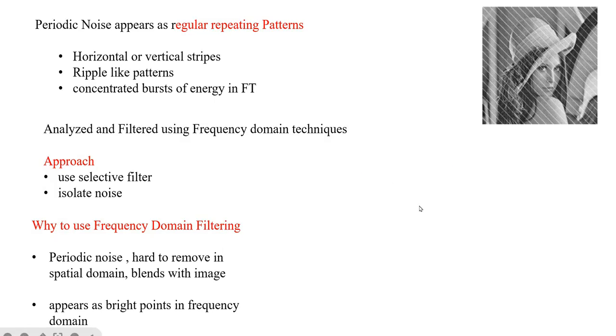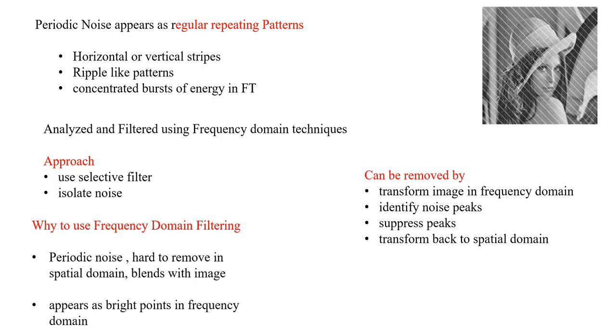And the periodic noise can be removed by transforming the image into the frequency domain, then identifying the noise peaks. After that, suppressing those peaks using the filters and transforming back to the spatial domain.